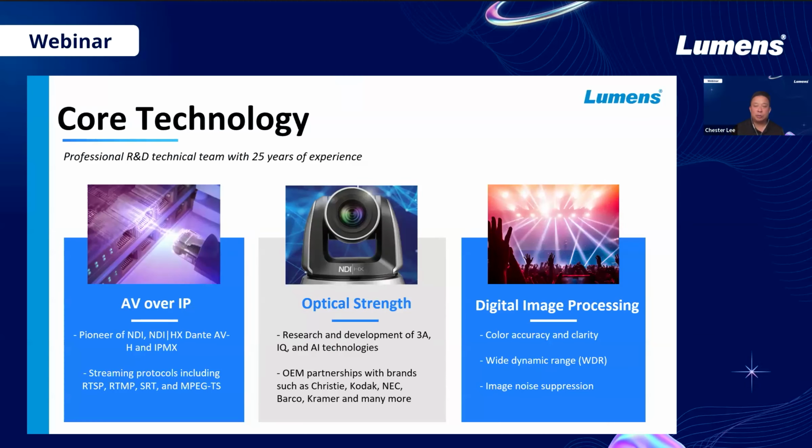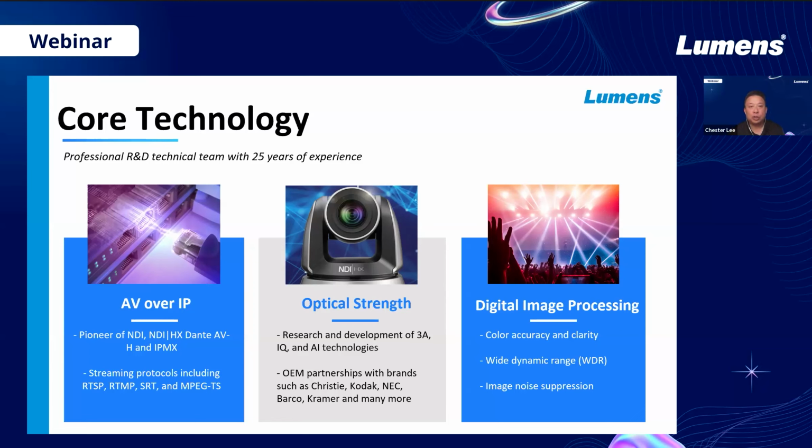So just a quick background on Lumens. We've been in business for about 25 years. Our organization focuses on three core technologies. One is connectivity via streaming protocols of RTSP, RTMP, NDI, and then our latest partnership with Dante. So we've launched one of the first Dante-based cameras, and also Dante-based decoders and NDI encoders and decoders. The second thing that we focus on is our optical strength. And then our third and probably most important is the digital image processing. So we want to talk about color accuracy and clarity. It supports a wide dynamic range.